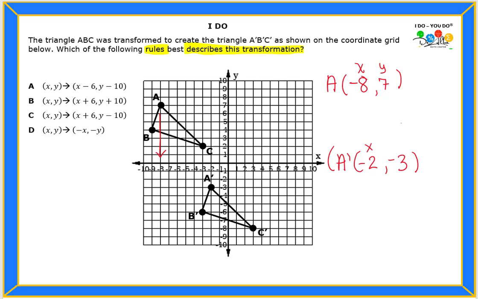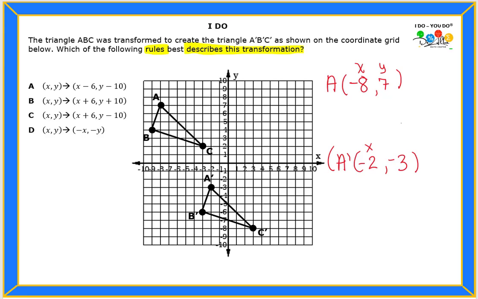I can see that this is like a slide. I see that it's a translation. So what we're gonna do is count how many spaces we move to go from A to A prime. And I want you to write down the movement that you're doing. And what do I mean by that? I want you to write down if it's up and down or right and left, okay?